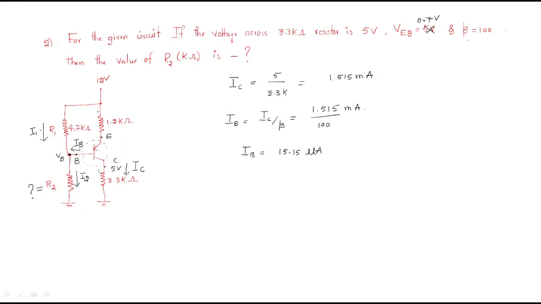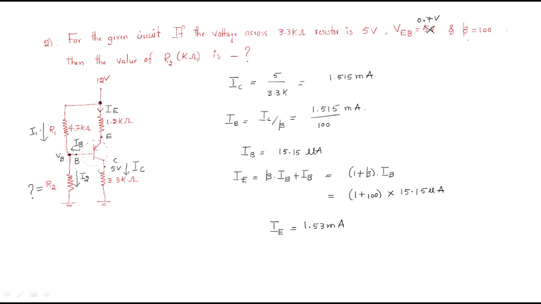We can find out the emitter current from this point. That emitter current we can write like this: beta into IB plus base current. That means 1 plus beta times the base current. So 1 plus beta is 101, times the base current 15.15 microamps. From this we can write the emitter current value is 1.53 milliamps. So the emitter current value also we have found.